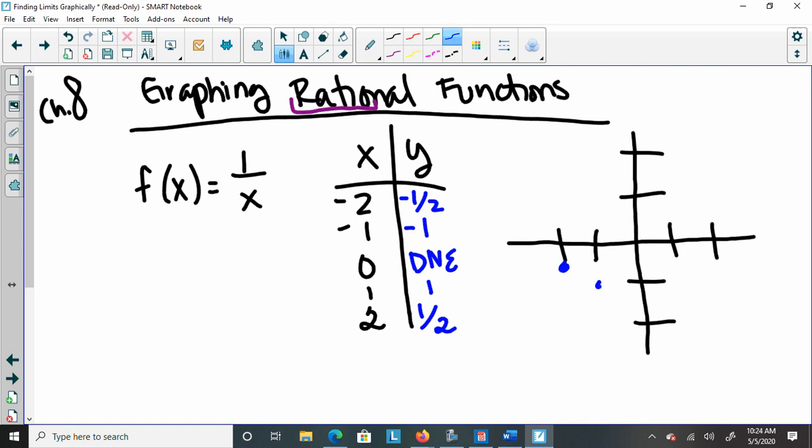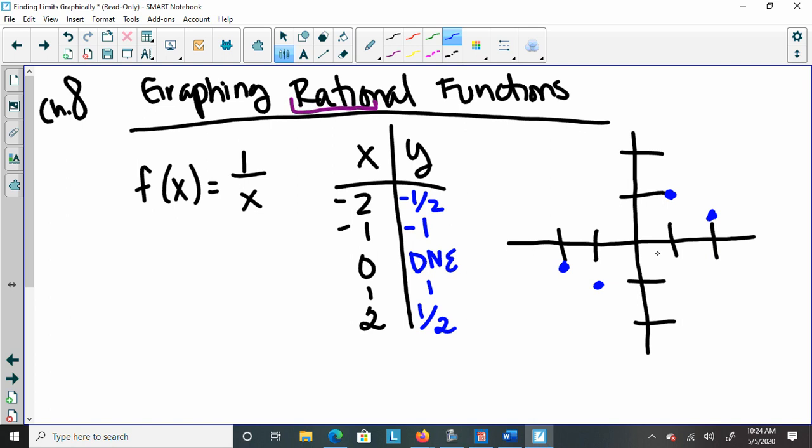-1, -1. 0 is undefined, so there's not a single point that is on this line whatsoever. Okay, I'm going to hop over to 1, and its y value was 1, and then hop over to 2, whose y value was 1/2. So I plotted those points, and I really can't tell what's going to happen. I know I'm not going to touch this line because there's no value there at 0, but what's going on after or before -2, what's going on after 2, what's going on in between here.